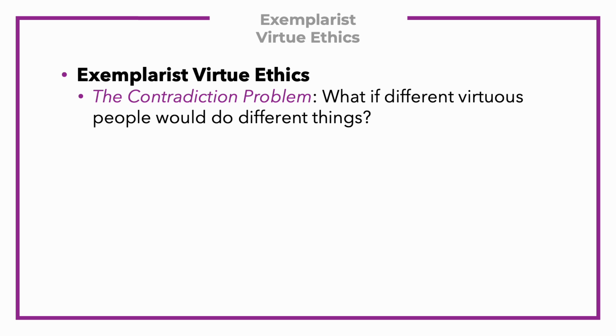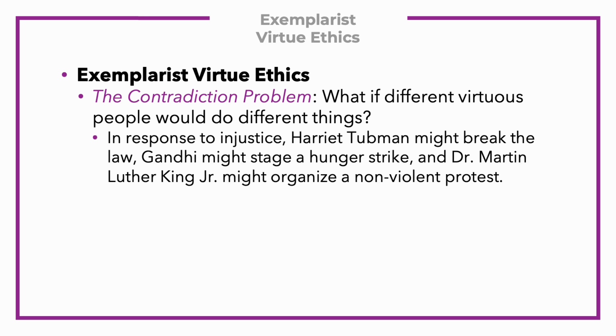Now, one problem with this theory is called the contradiction problem. And the contradiction problem is this. So what if different virtuous people would do different things in the relevant situation? For example, you might have a kind of injustice going on, and Harriet Tubman is going to just go ahead and break the law. Gandhi is going to stage a hunger strike. Martin Luther King Jr. is going to organize some sort of nonviolent protest. Those are all different ways we might respond to an injustice. And there might be occasions in which it's just not clear which of those is the right one to do, or are all of them okay? It's a little unclear. So when we face injustice, we might say, well, what should I do?